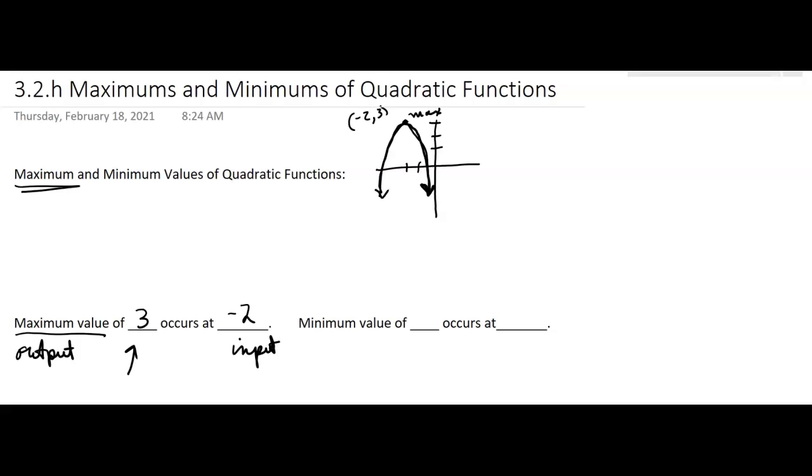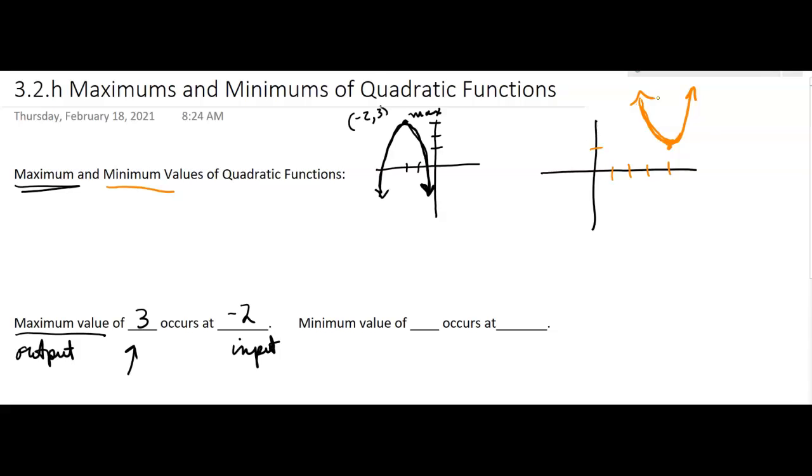Okay, so minimum value is going to be similar, except our parabola is going to go differently. Let me do something real quick. Let's say we have a minimum value at 4, 1. Let's say that's our minimum value. So the graph is going through that point because I said it would. But our parabola is looking like that.